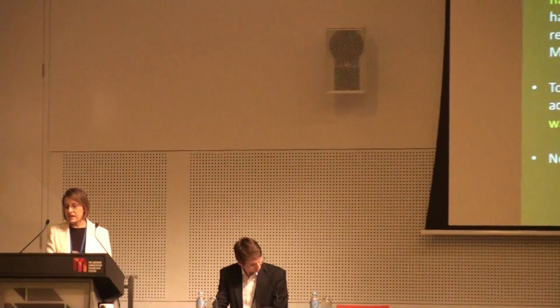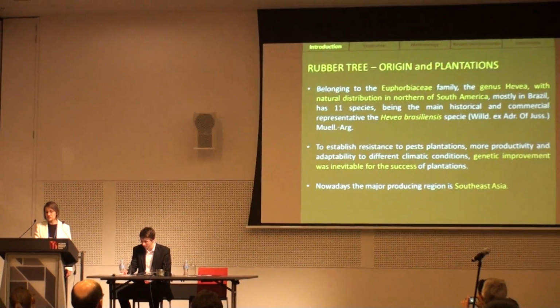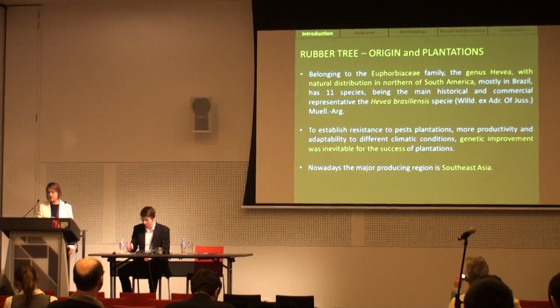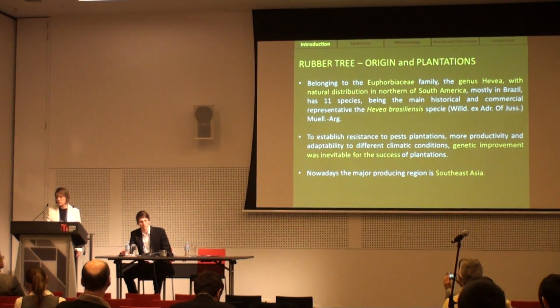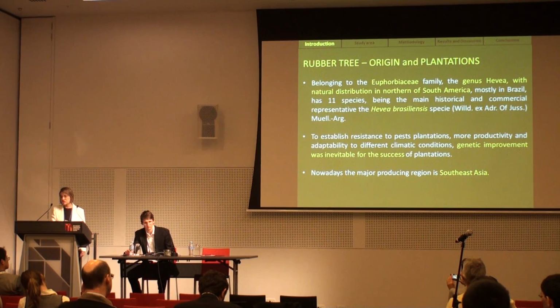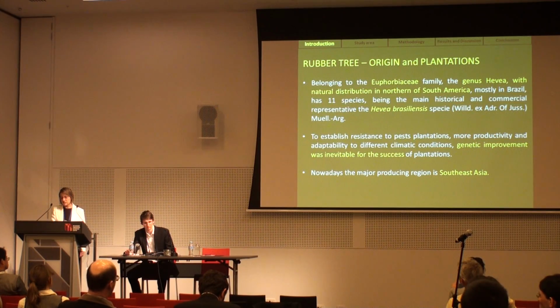Rubber trees belong to the Euphorbiaceae family, the genus Hevea, with natural distribution in northern South America, mostly in Brazil, and has 11 species, the main historical and commercial representative being Hevea brasiliensis. To establish resistance to pests in plantations, more productivity, and adaptability to different climatic conditions, genetic improvement was inevitable for the success of plantations. Nowadays, the major producing region is Southeast Asia.